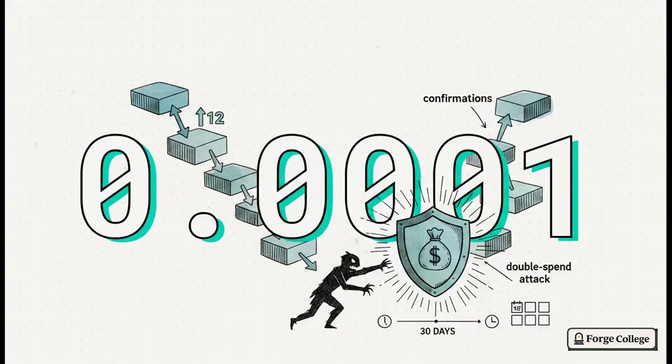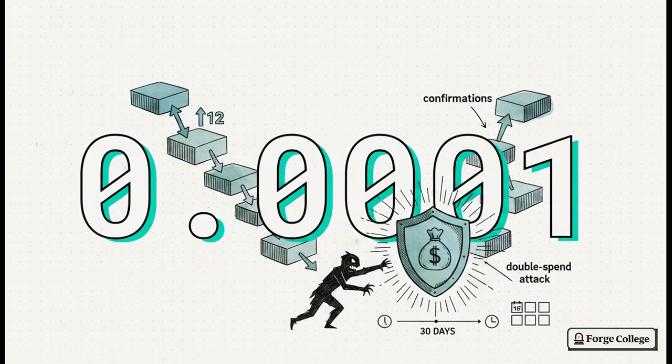To put a really fine point on it, just look at this number, 0.0001. That is a 1 in 10,000 chance. A major exchange might dictate that it will wait for 12 full confirmations just to ensure it hits this tiny 0.0001 empirical reorg probability over a rolling 30-day window. They are minimizing their operational risk to the absolute floor.